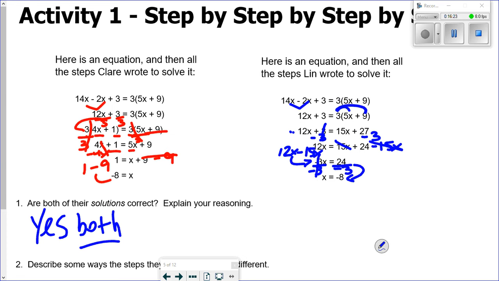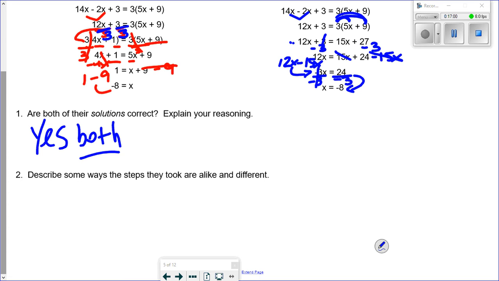In Claire's steps, she chose to factor out a 3, whereas in Lynn's steps, she chose to distribute the 3. Both are viable approaches that we learned about in last week's lesson. You could either divide out first or distribute first if you're working with parentheses. We can see again here with Lynn and Claire's examples that both are going to work as long as we're performing the math on both sides correctly.